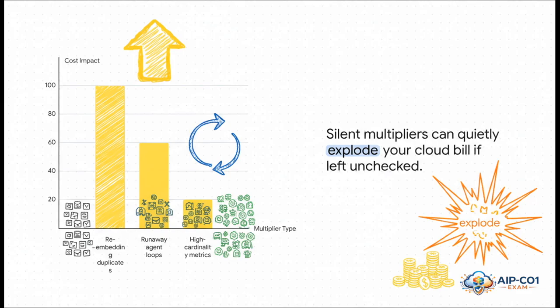And that re-embedding problem? It's just one of several silent cost multipliers that can sneak up on you. As you can see, it has a massive impact. But you also have to watch out for things like a software agent getting stuck in a tool-using loop. And you've got to be careful about creating custom metrics with too much detail, like, say, tracking costs per user ID. That's called high cardinality, and it can quietly make your monitoring bill itself explode.